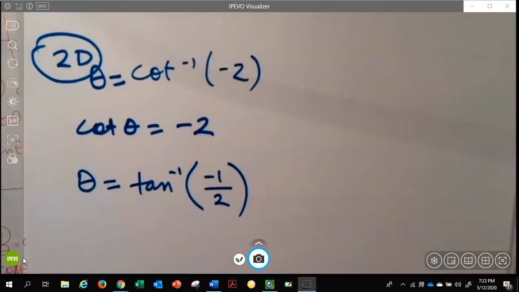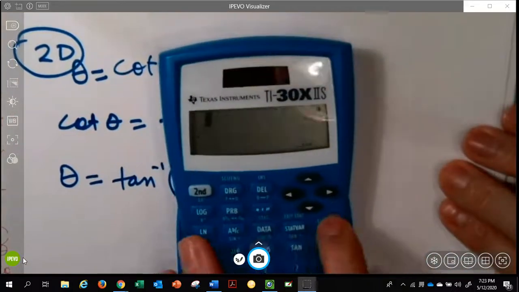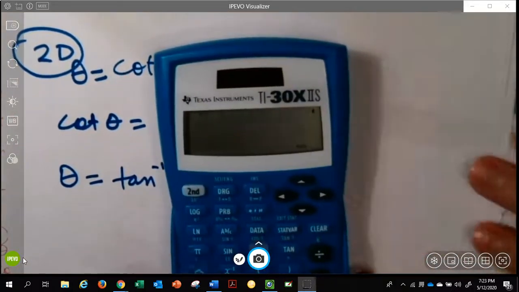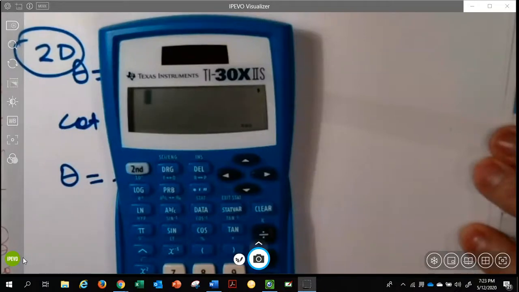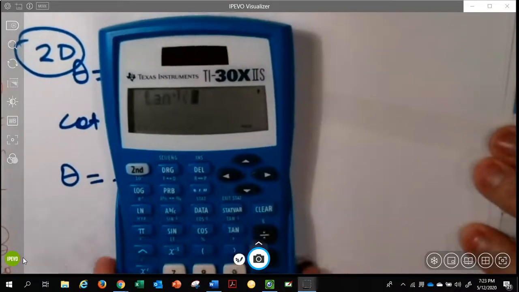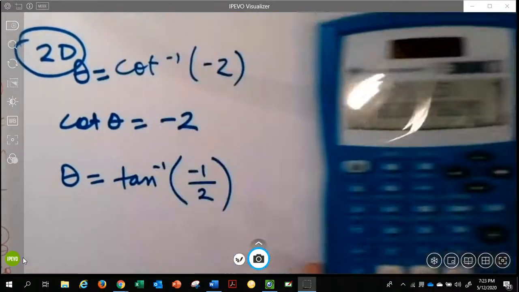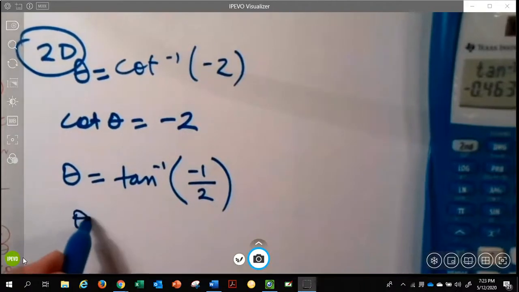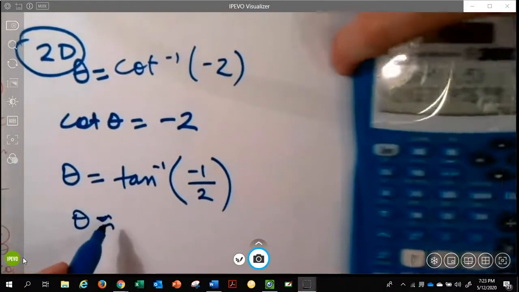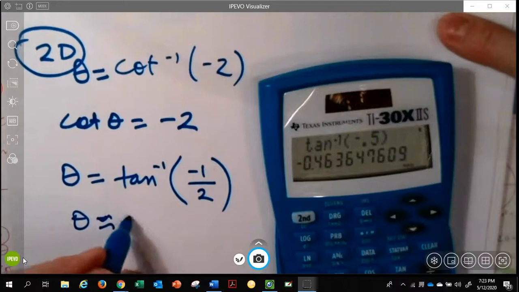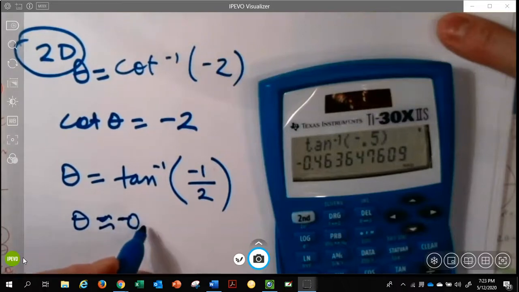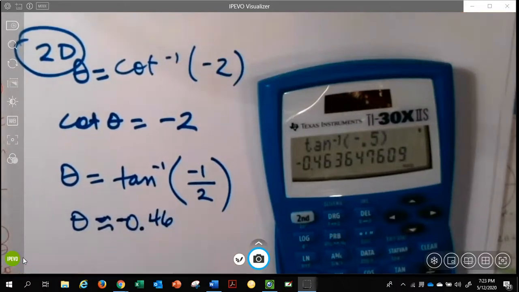Then I'll grab my calculator, hit clear a bunch of times, and make sure I'm in radians. I was in radians a while ago, which is a very good thing. I'm going to do inverse tangent of -0.5, hit equals, and I get all excited because my theta is approximately -0.46. Woohoo! I got an answer. I'm going to circle it and go on.